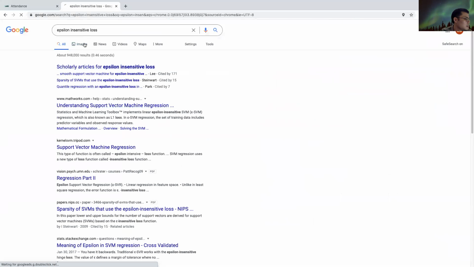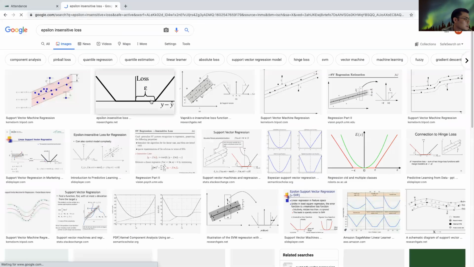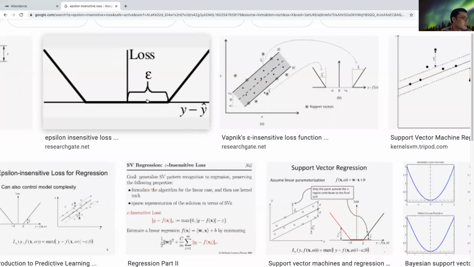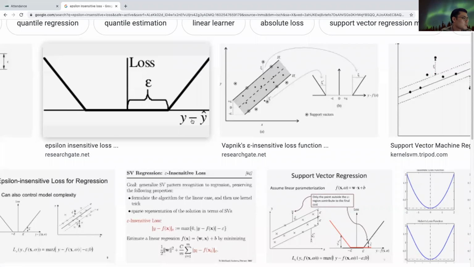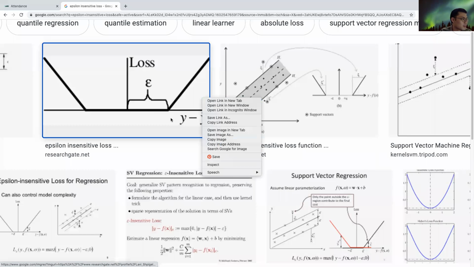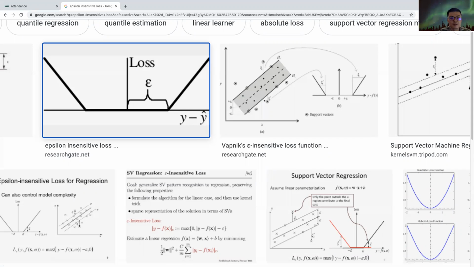Let's see an image. Yes, that's basically right. So if your distance to the true value, y hat is your guess value and y is the true value, is less than epsilon, you have no loss. You have no error value. If you start to go beyond that, let me use a pen.